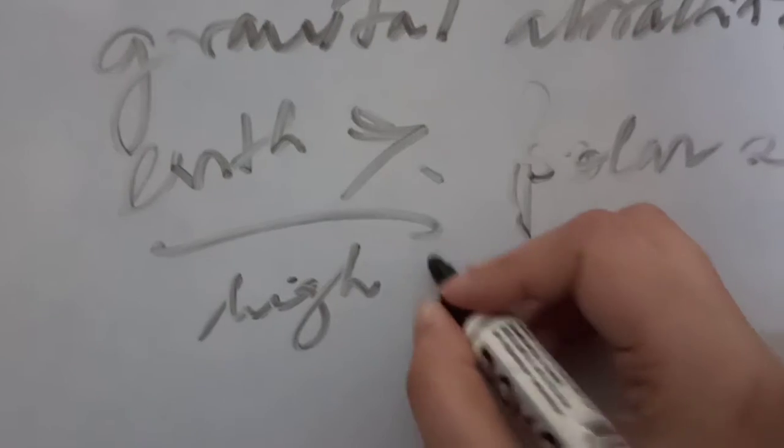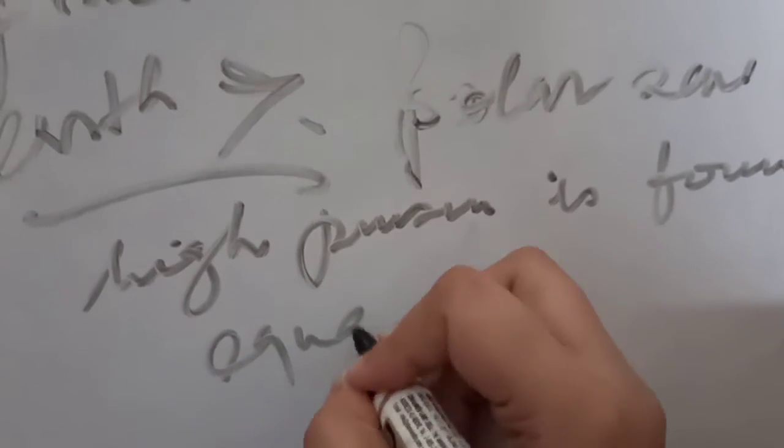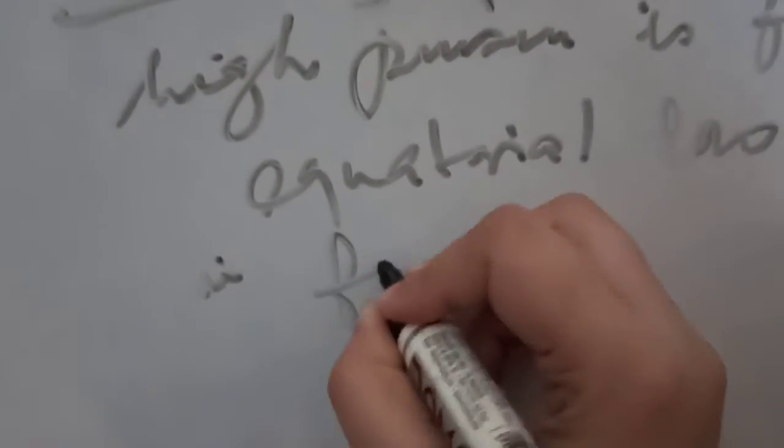the high pressure is found, and in the equatorial region low pressure is found. And what is the reason behind the pressure difference between the high pressure and the low pressure?